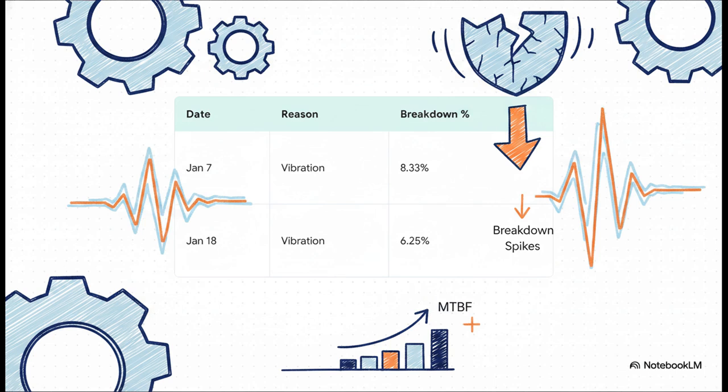And if we analyze the sheet a bit closer, we can actually spot patterns to improve that 5-day stretch. Like, did you notice how vibration problems caused our biggest daily breakdown spikes? On January 7th, vibration cost us 8.33% of that day's planned time. Then on January 18th, it happened again, costing us 6.25% of the day.